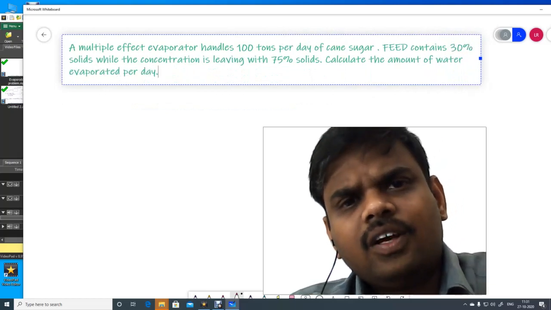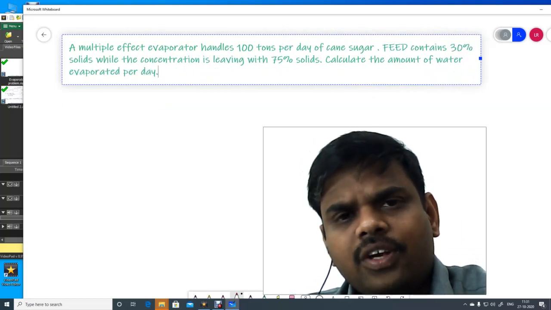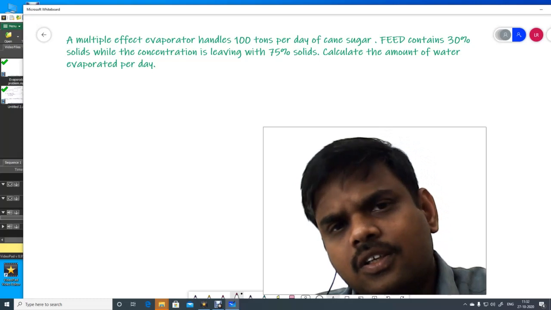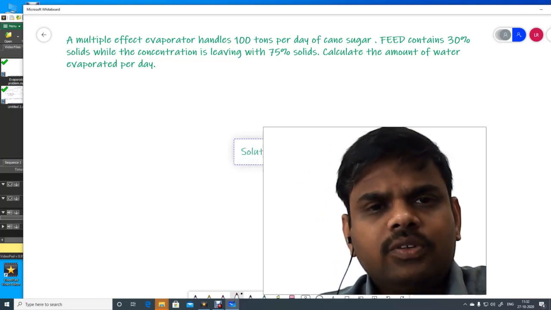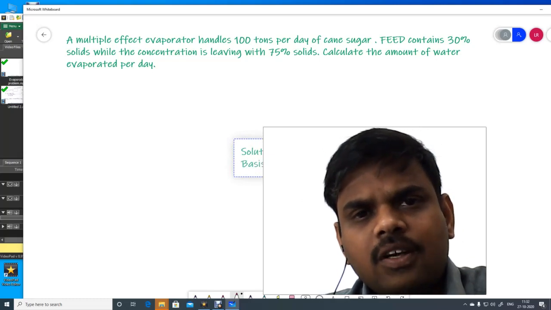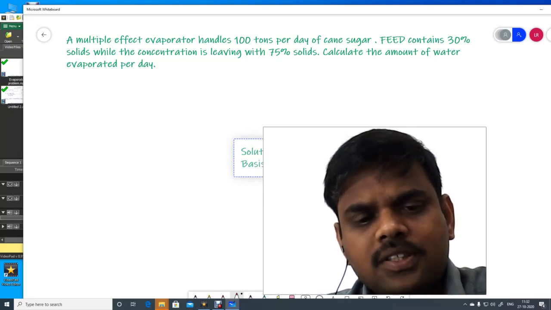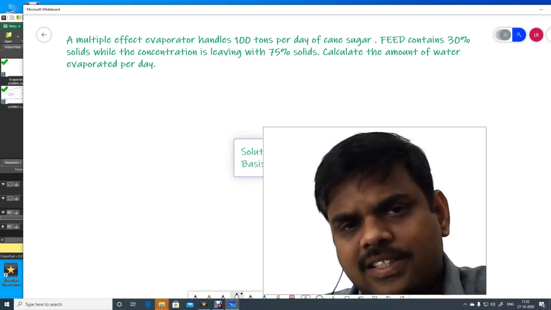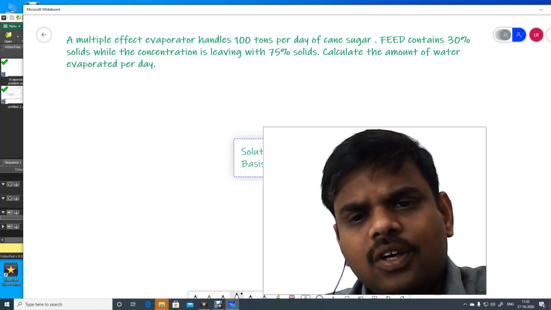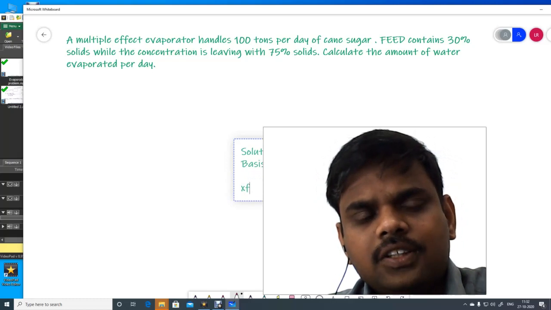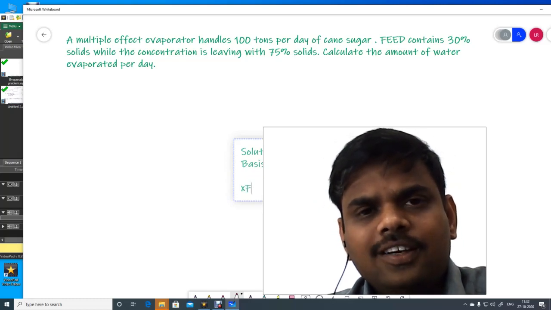Then we have to make a block diagram. You have a feed stream, you have evaporate, and we have a thick liquor. So there are 3 streams here: 1 input and 2 outputs. We can write the overall material balance as feed equal to thick liquor plus evaporate, F equal to T plus E. That is our equation 1. The F value is our basis, F equal to 100 tons per day. So we can substitute F equal to 100 in equation 1.